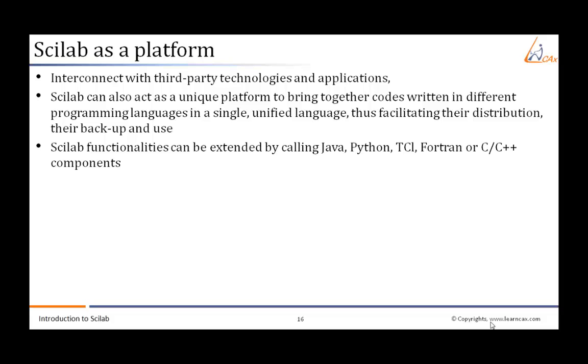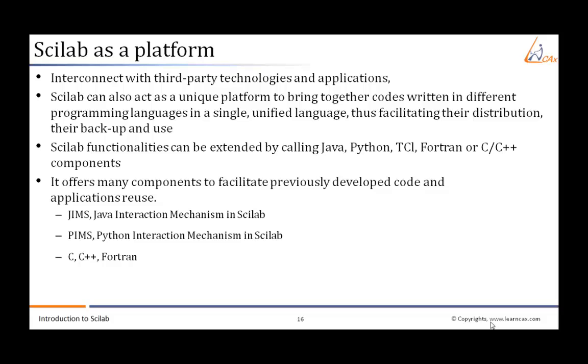The main Scilab functionalities can be extended by calling from Java, Python, Fortran and C. And it offers many components to facilitate previously developed code. So if you have developed a code using any of the languages like C, Python, Java, Fortran, you can actually import them in Scilab, and Scilab helps to reuse or modify those programs.